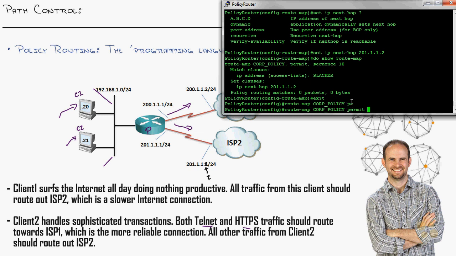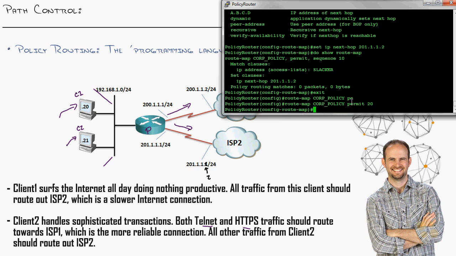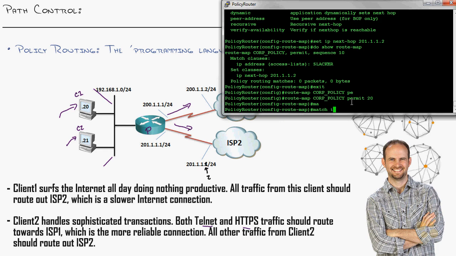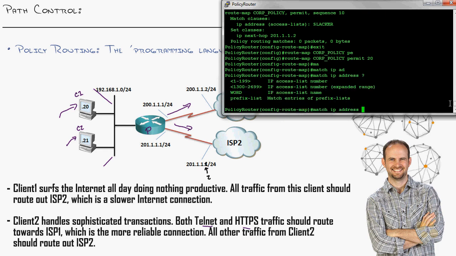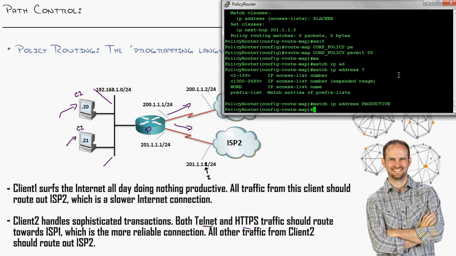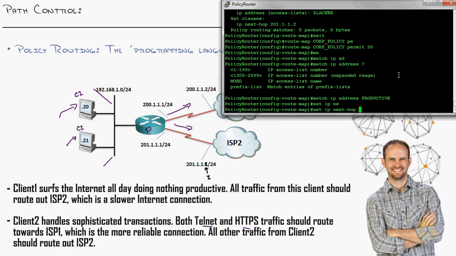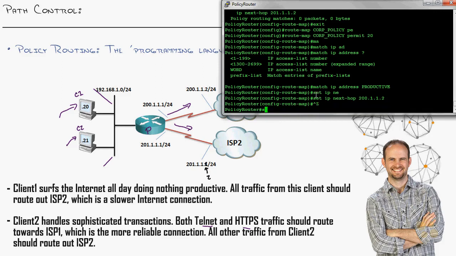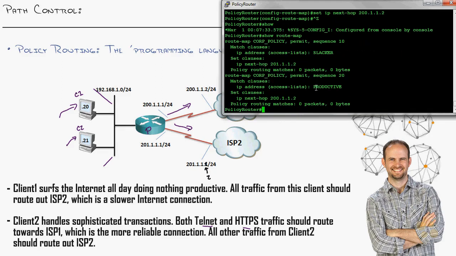Now let's hit the up arrow a couple times. We'll do route map corp_policy. I'll do permit 20. This is my second line in there. This time I'm going to match the client 2 transactions, the productive ones anyway. I'm going to do a match IP address, and we'll do what I call it, productive, right? Productive. There we go. Match the IP address productive, and we will set the IP next hop to be, so this is going to be out ISP1, which is 200.1.1.2, right? Okay, let's take a look so far. Show route map. So I got my slacker going to the low quality one, the productive traffic, which is Telnet and HTTPS only, going out ISP1, the higher quality one, 200.1.1.2.